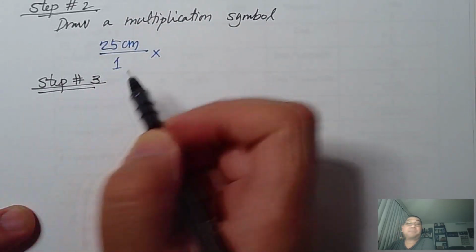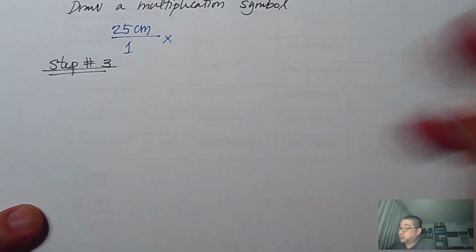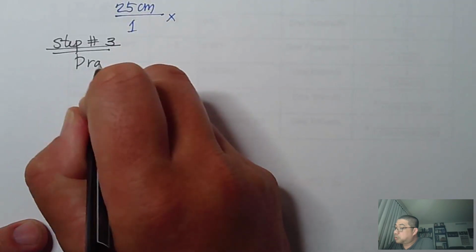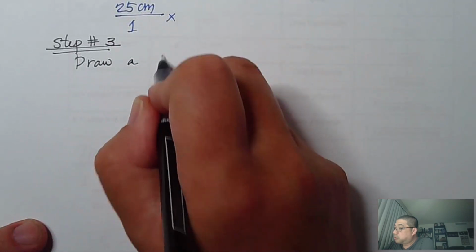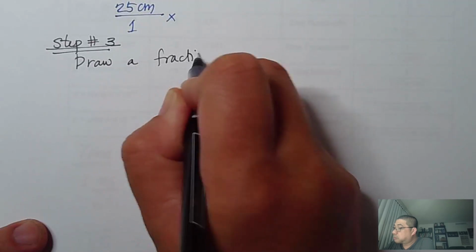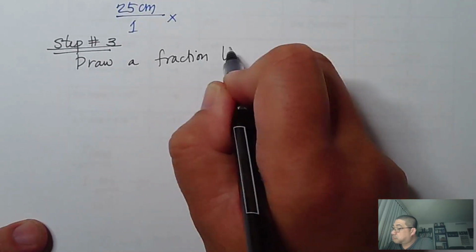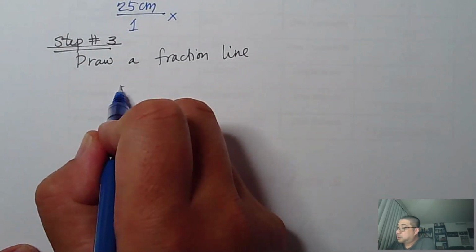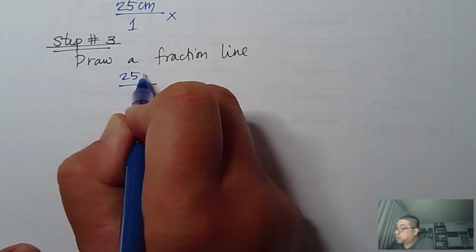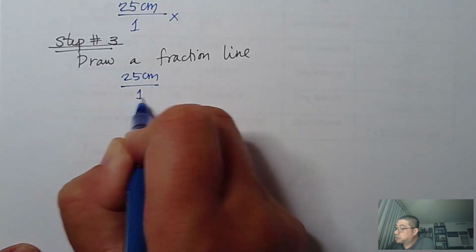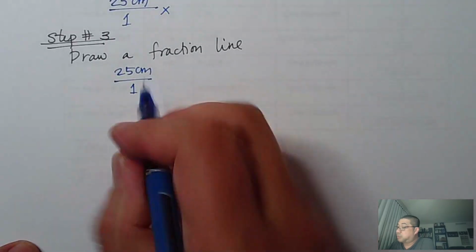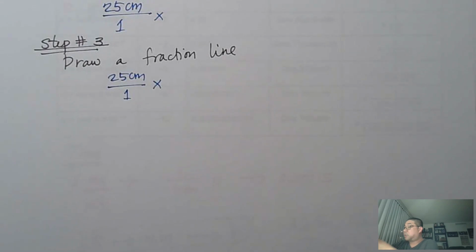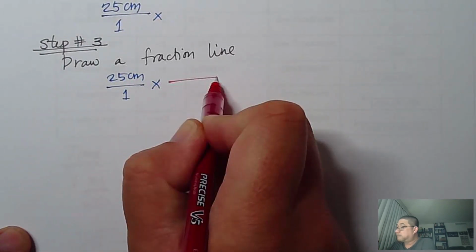Step 3. What is our next step? Simple. Draw a fraction line. Okay. Step 1: copy the given and change it to a fraction, 25 cm. Step 2: draw the multiplication symbol. Step 3: draw a fraction line.